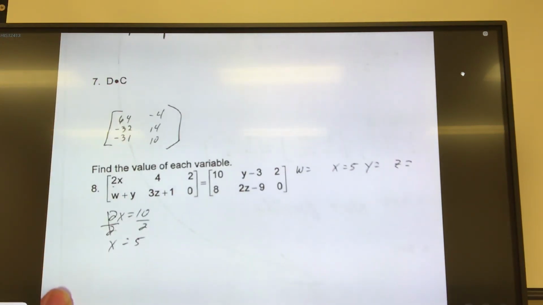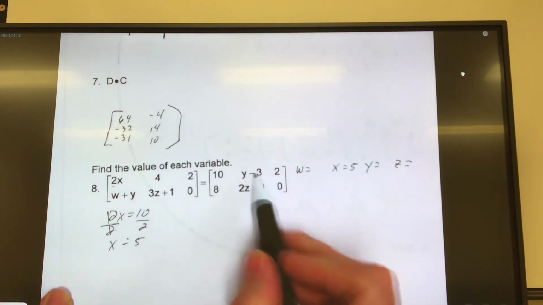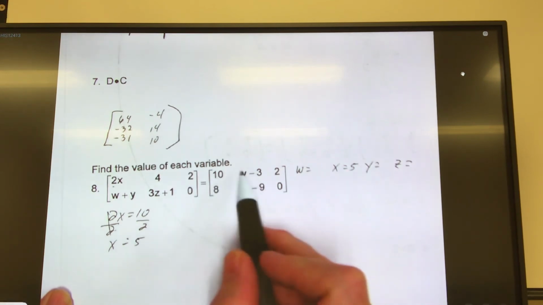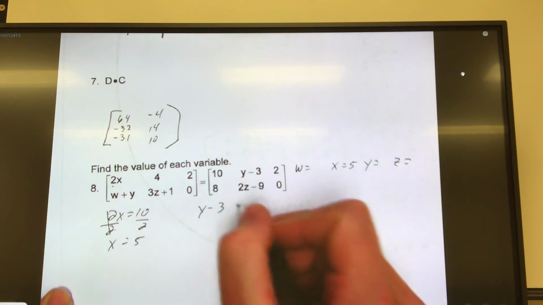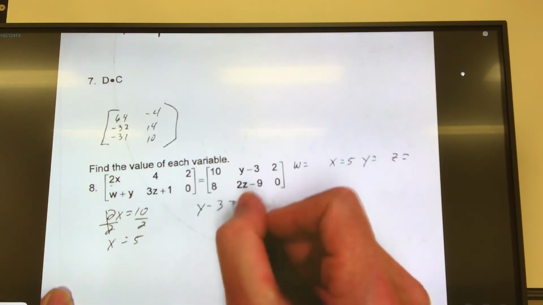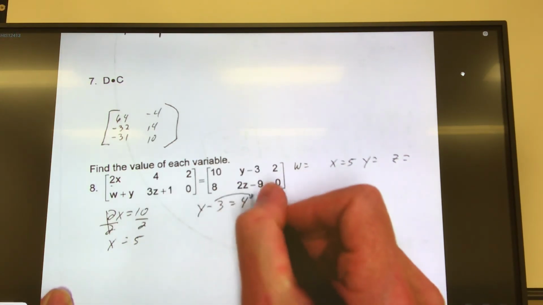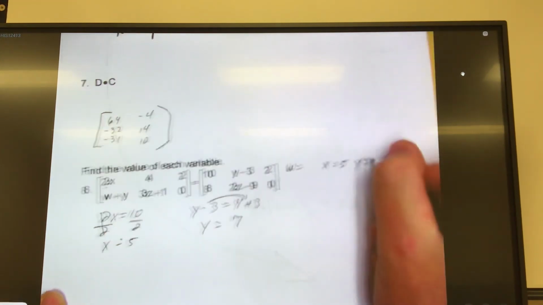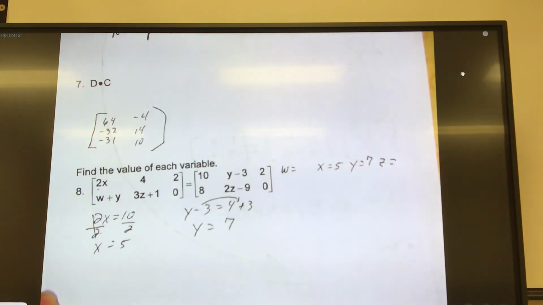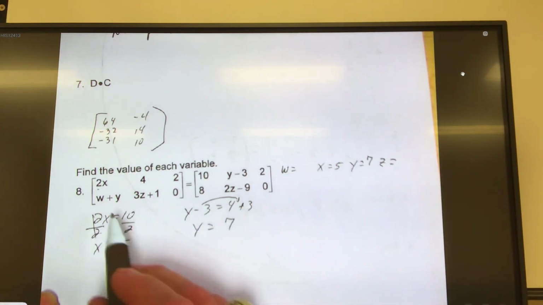Okay, next one, let's do y. Here's our y. Y minus 3 pairs up with the 4 because it's in the middle, so equals 4. Move my minus 3 across, becomes a plus 3, so y equals 7. Put in my key.